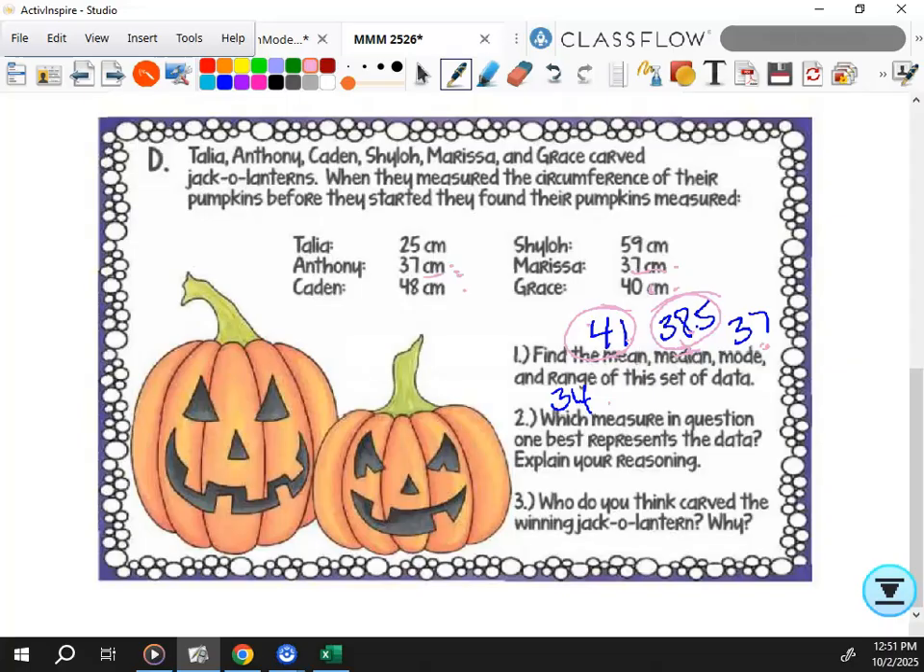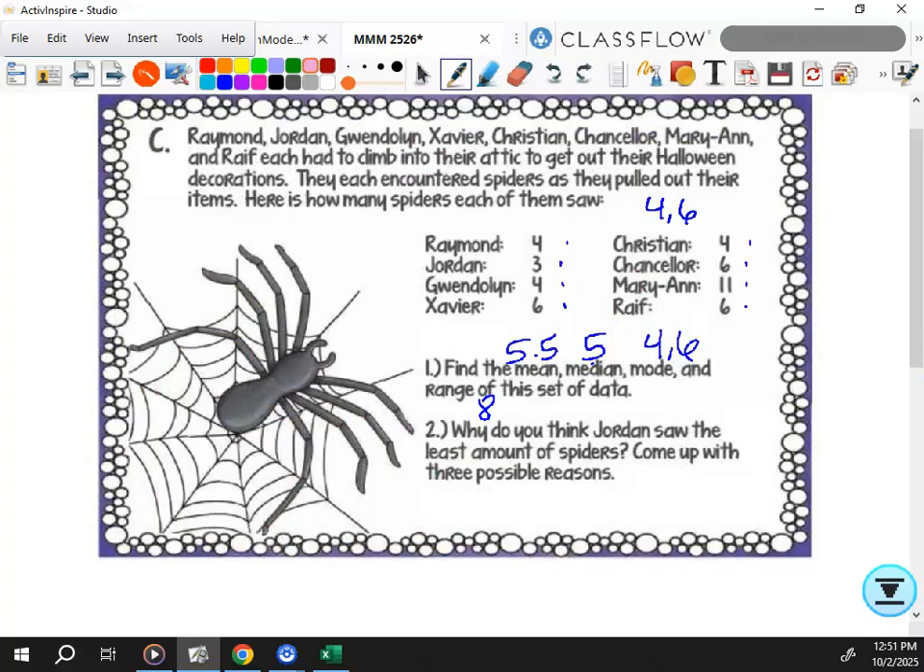All right. Who do you think carved the winning jack-o'-lantern? Shiloh. Why? She had a bigger pumpkin. Okay. More to work with, right? A little bit easier to work with. All right. And then, we'll skip E. Well, no, we'll do E. We can do these quickly.